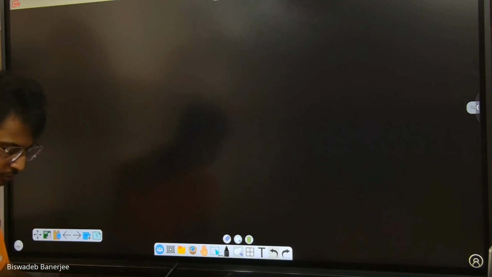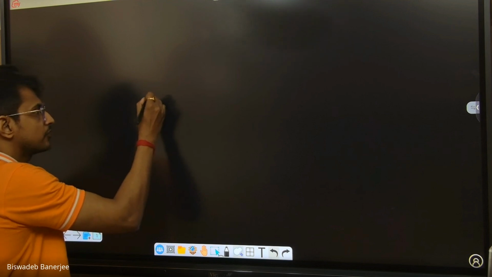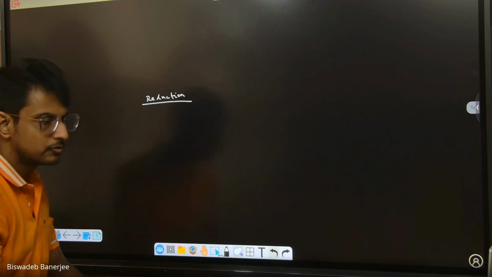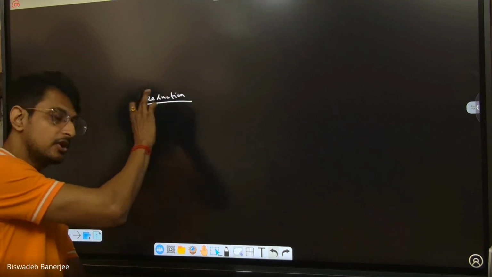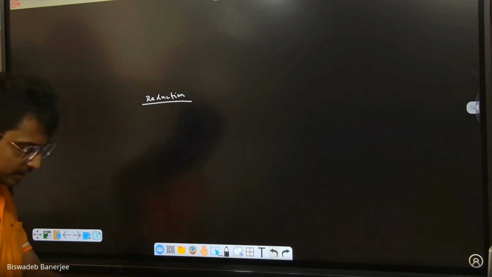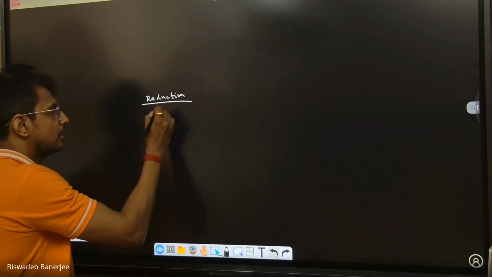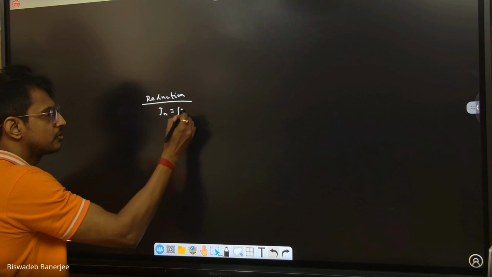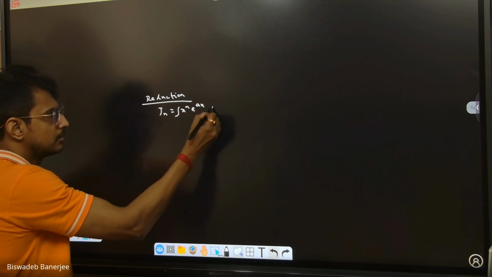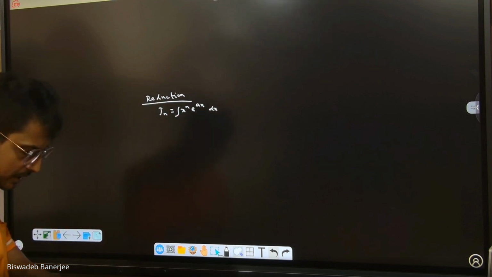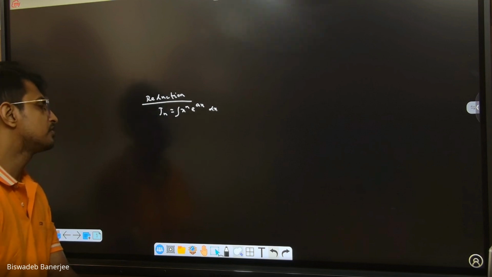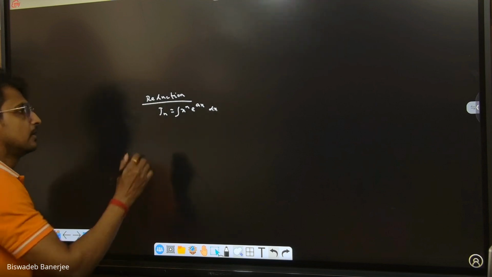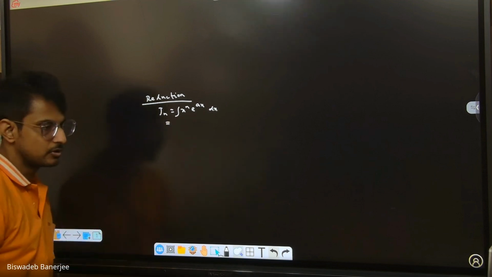And now the last reduction formula. In our previous class, we have done 3 reduction formulas. This is my 4th one. And my last one is J_n equal to integration x to the power n, e to the power ax dx. This is my last reduction formula. How to calculate this? We shall again use the by parts method.